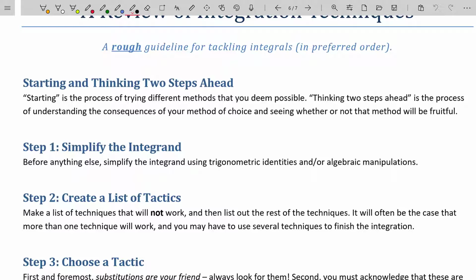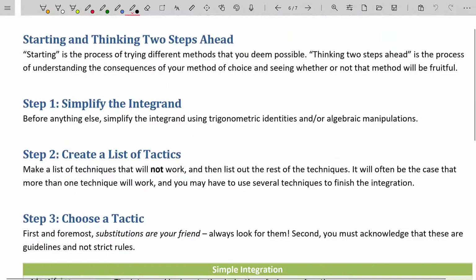Sometimes a u substitution looks really attractive until you realize the differential of that u, du, ends up being something that is going to be really difficult to work with. So you can at least quickly throw out a u substitution, that type of thing. So it's really good to think a step or 2 ahead when you're integrating to make sure that the direction you're heading in is a good direction or is even a viable direction. Now I go into the steps.